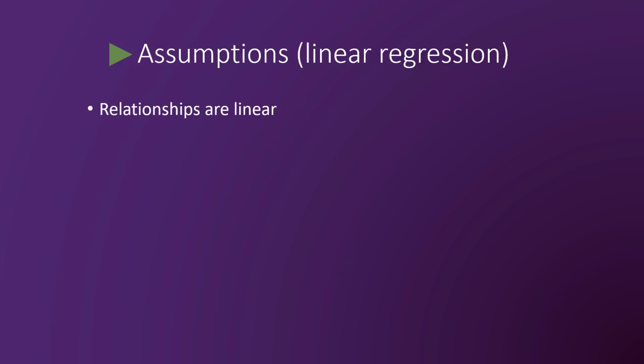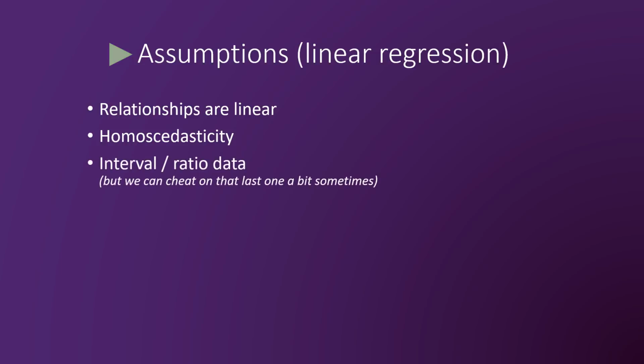So obviously, one assumption that linear regression has is that relationships are linear. We talked about what linear means, so I hope that was clear. It also assumes homoscedasticity. We also talked about that, right? So where the distance between the observations along the line stay more or less the same. And it assumes interval or ratio data, in other words, scale data.